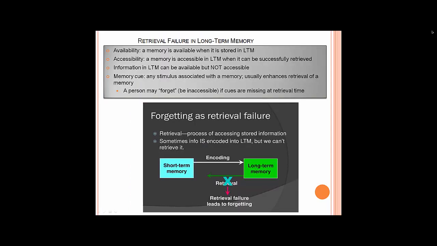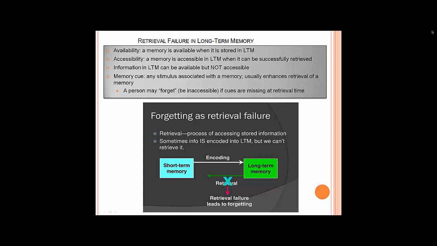So retrieval failure in long-term memory has to do with several things. First of all, is the memory available? If it's in long-term memory, is it available? Then is it accessible? Can it be successfully retrieved? Or maybe the information is available, but not accessible. It's there, but you can't get to it. In that case, we may need memory cues. Any simultaneous cue that's associated with a memory usually enhances retrieval of a memory.